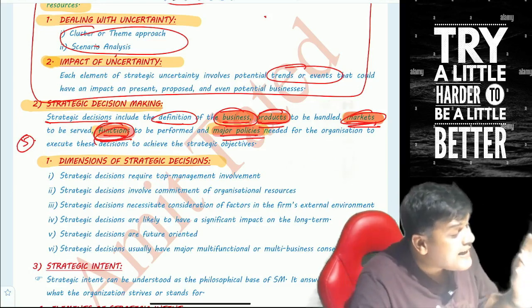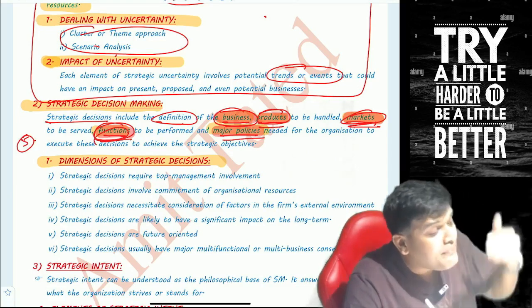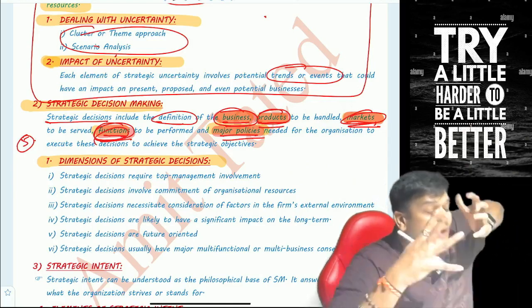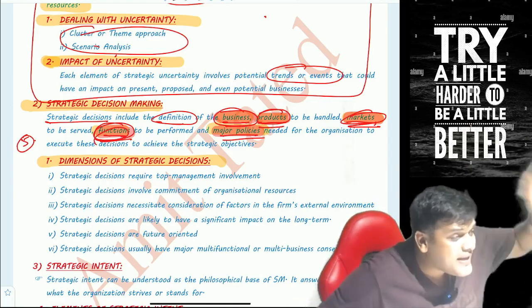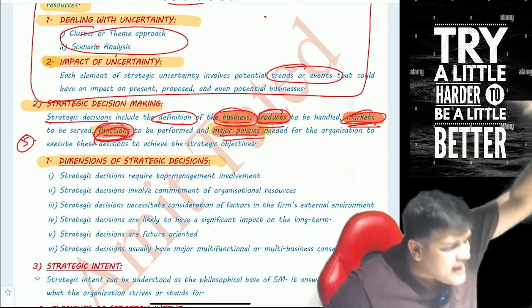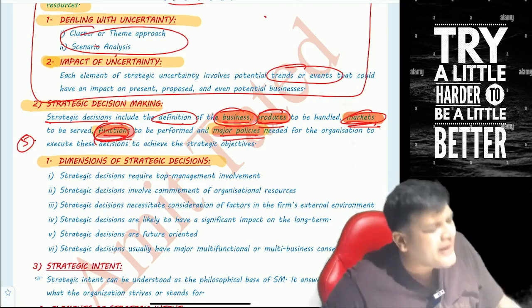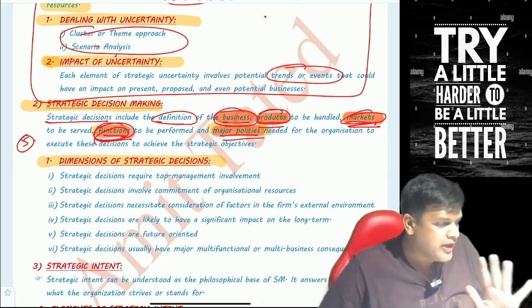Decision about a function, this is what I want you to understand. Decisions within a function will be taken by the functional manager. But which function I should have is not decided by the functional manager. It is taken by whom? It is taken by either corporate or business level managers. I do think you understood.